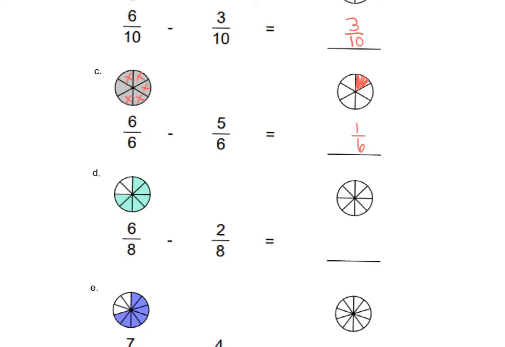Six out of 8, we're going to subtract 2 out of those 8. And how many does that leave us with? It leaves us with 4 out of 8. And again, we can cut it in half. If we cut it in half, we get 2 out of 4.